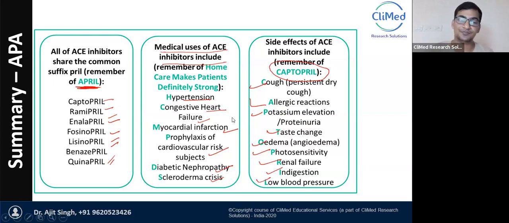Okay, guys. So that's all for today's class. I'll take it slowly. I'll scale up my stamina to take the classes slowly. So that's all for today's class. We'll take another class tomorrow. Okay, guys. So any questions till now? We have completed the ACE inhibitors.